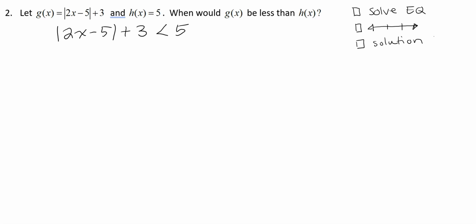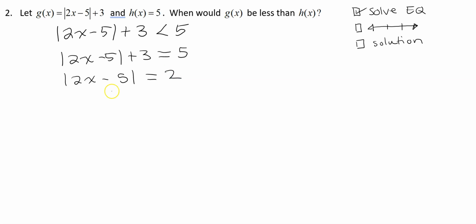1, solve the associated equation. So here we go. I'm going to solve the absolute value of 2x minus 5, plus 3, and I am going to look for when it is equal to 0. That will give me these critical points. Okay, so this is an onion problem. We are going to subtract 3 from both sides. So the absolute value of 2x minus 5 is equal to 2.